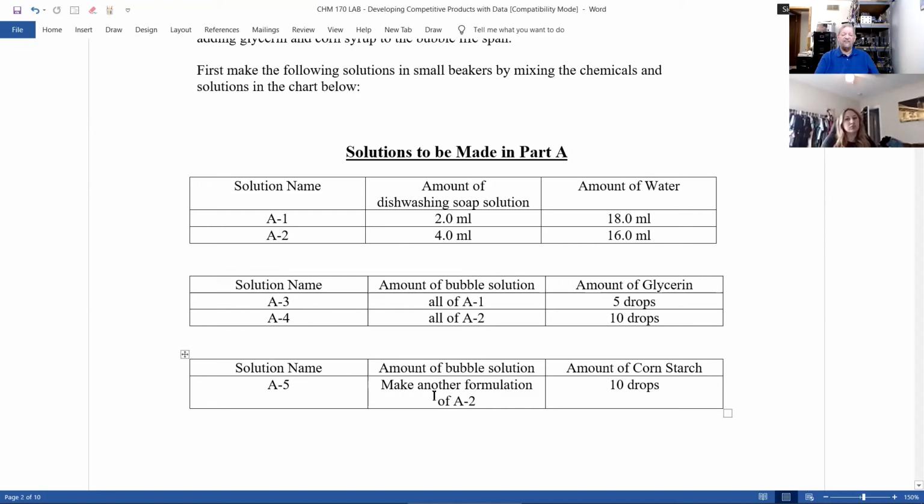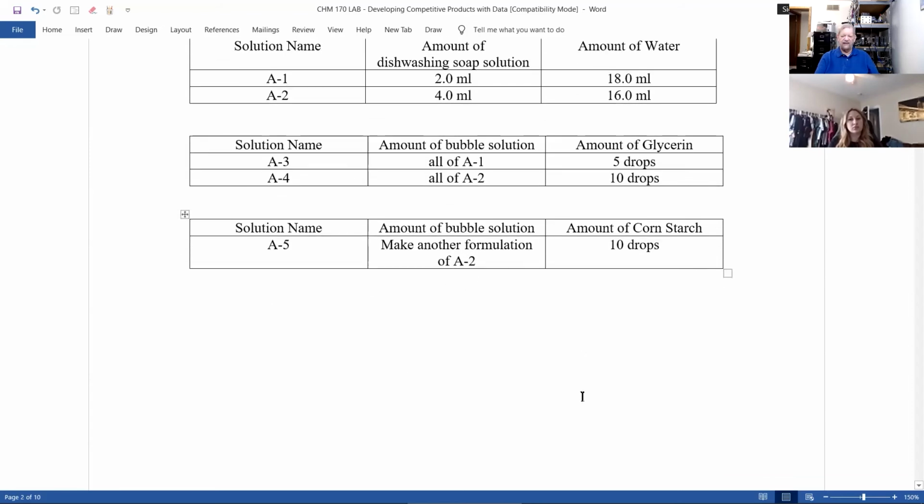And A5, you'll make another A2 and add 10 drops of the cornstarch solution. It's a solution in water. And you'll test this. And how do you test it? You blow bubbles and see how long they last. And then you take an average of your 5 best bubbles.